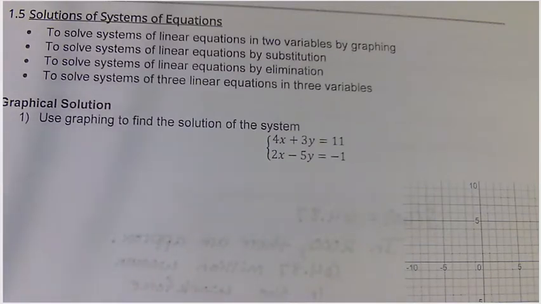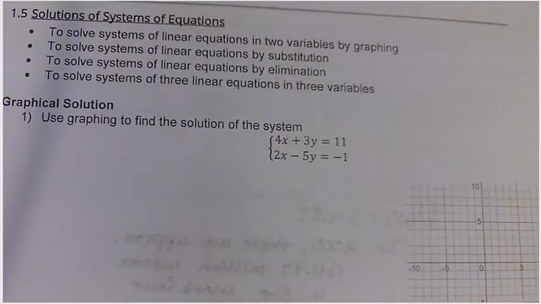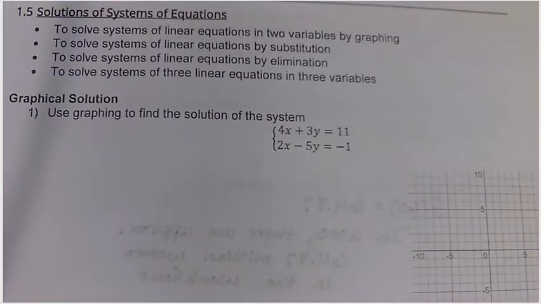This is when you had two or more equations and you're trying to find the point or points that are true in both equations, that make them both true. So the first method to solving these was to graph them and find their intersection.